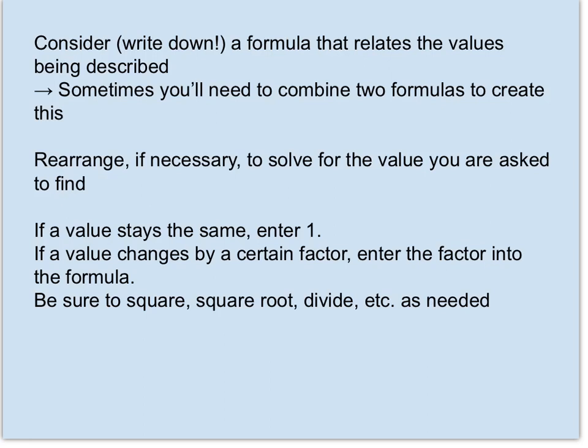So these are the steps that I consider when I'm doing a problem with proportional reasoning. I first write down the formula that seems to relate all the values that are being described. Sometimes I need to combine two formulas. You'll see this in the third example. Then I rearrange if needed to solve for the value that I'm being asked to find. In our examples, we won't need to do this.